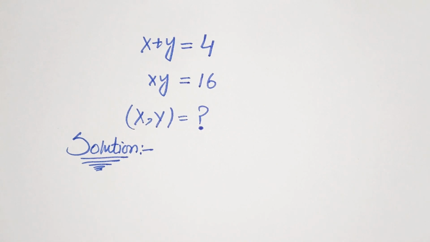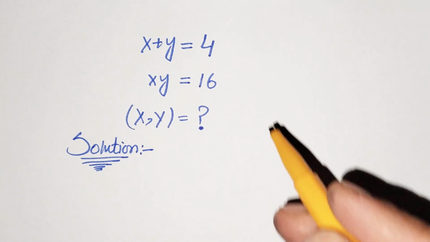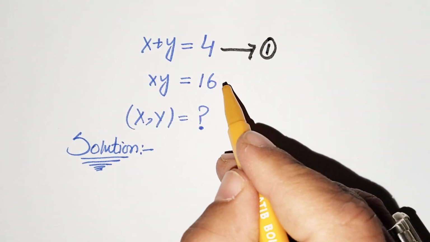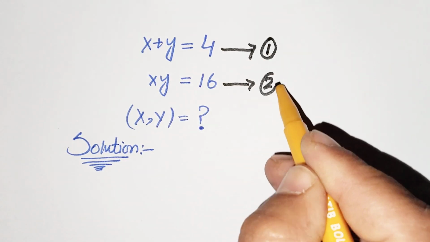So today our question is: x plus y is equal to 4 and x times y is equal to 16. We need to find the value of x and y here. Let us consider the first as equation 1, and the second as equation 2.